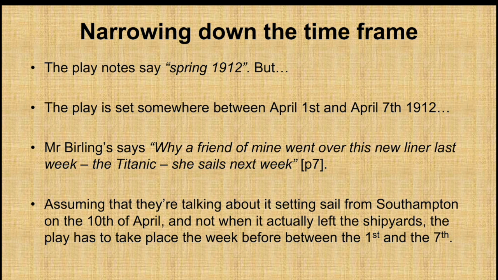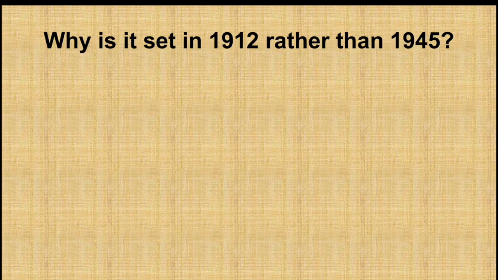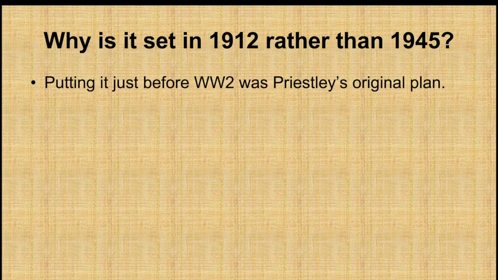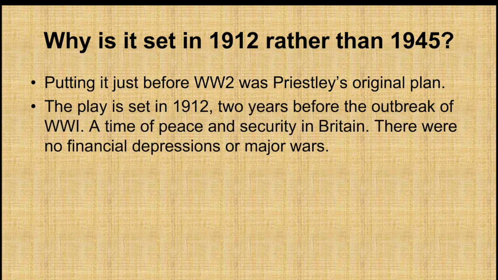So the idea is that after this particular time, things were terrible, but if you have enough nostalgia in you, you can believe that things before this horrendous event happened were great, when obviously they weren't, but that's how nostalgia works. And there's the crucial question, why is it set in 1912 rather than 1945? Well, putting it just before World War II was Priestley's original plan, but the play set in 1912, just 2 years before the outbreak of World War I, and it's seen as a time of peace and security in Britain. There's no financial depression or major wars.